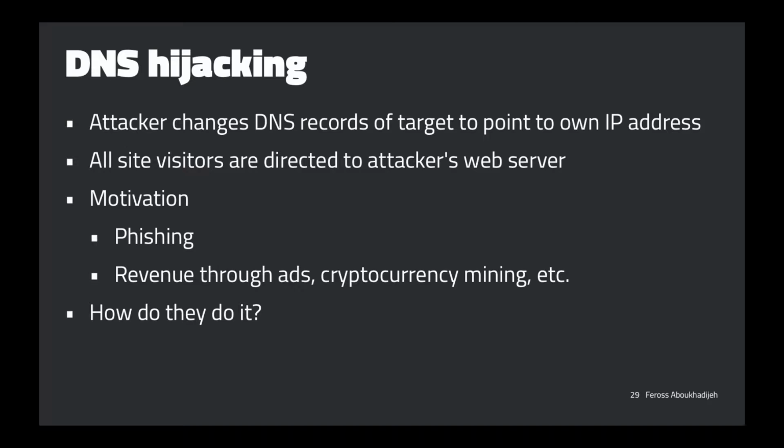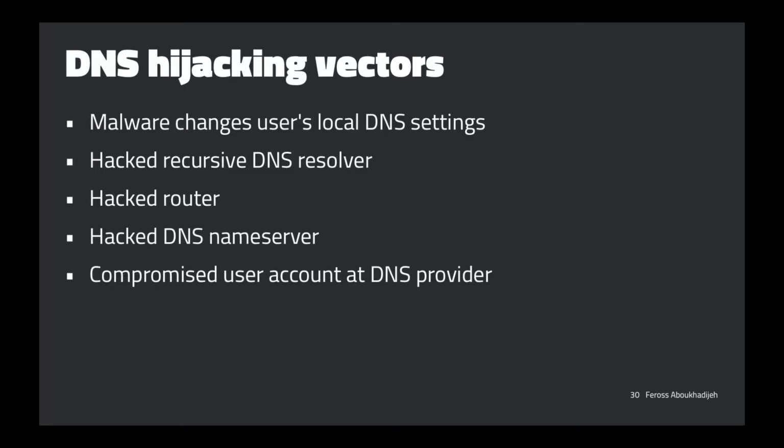So how do you actually go about doing this? There's a couple of different places you can affect DNS. So one is directly on the user's system. So if you have malware on your machine, the malware can go in and just change your local DNS settings so that it's going to basically route a domain to a different destination than it should.